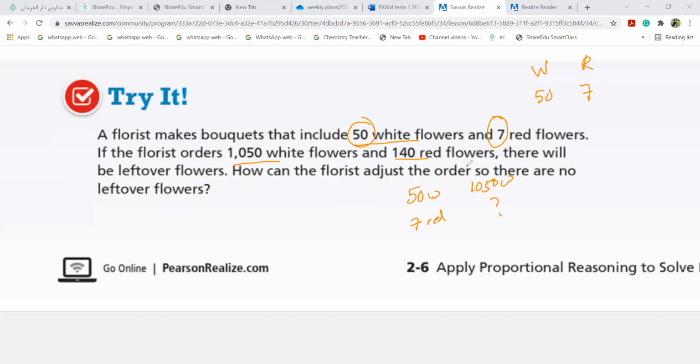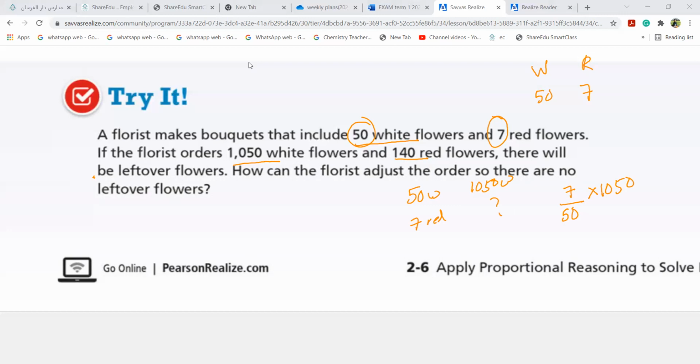50 white, you have 7 red. For 1050 white, how many red do you need? How do you do this? You divide 7 by 50 and multiply by 1050. Let me do it with the calculator. First I do 7 divided by 50. Whatever answer I get, I multiply with 1050. So my answer is 147.